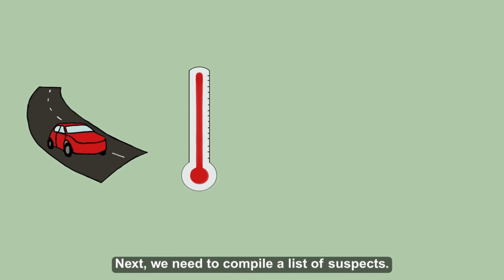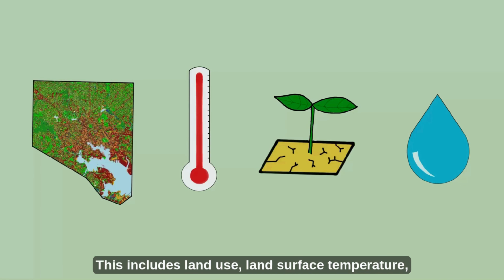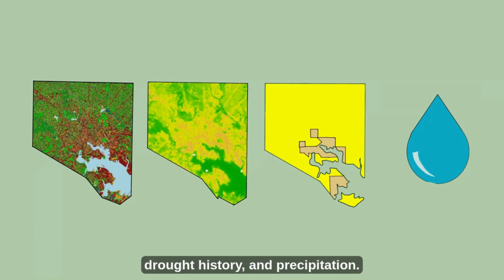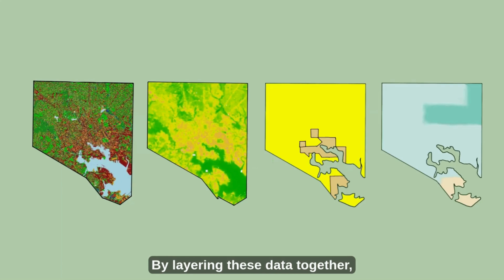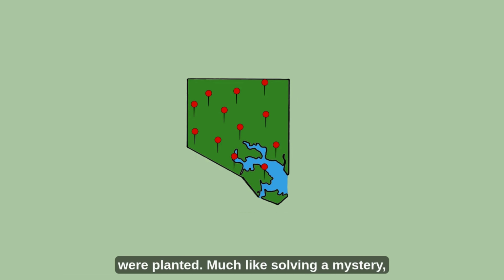Next, we need to compile a list of suspects. Adding data layers for spatial conditions helps us get a sense of what the trees are experiencing. This includes land use, land surface temperature, drought history, and precipitation. By layering these data together, we can extract the information at the coordinates where the trees were planted.